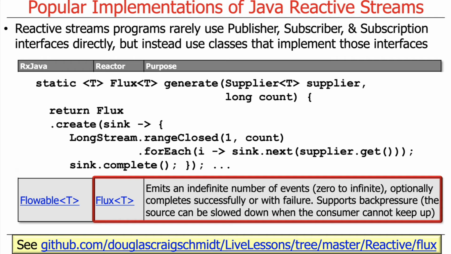And here's a very simple example of a flux where we're going to essentially create or emit a bunch of longs in the range from 1 to count. And we're going to emit them, and we're going to call some supplier on each of those events. And then we're going to go ahead and complete when we're done. And we'll talk again about this. We can have up to n of these things emitted.